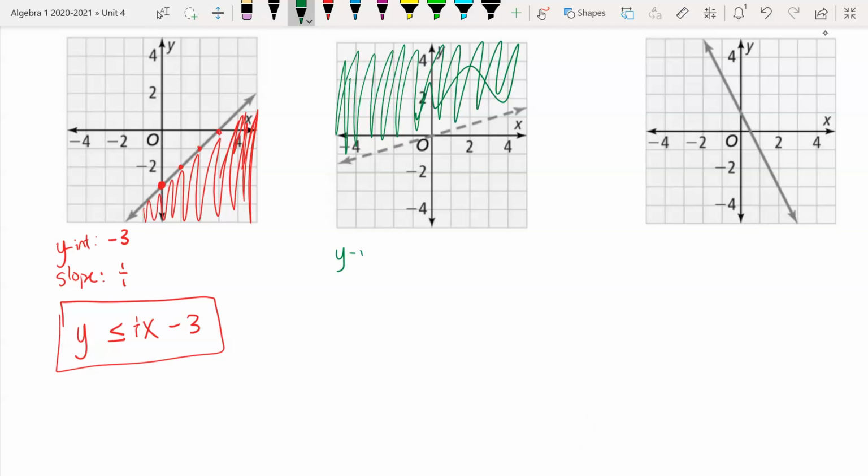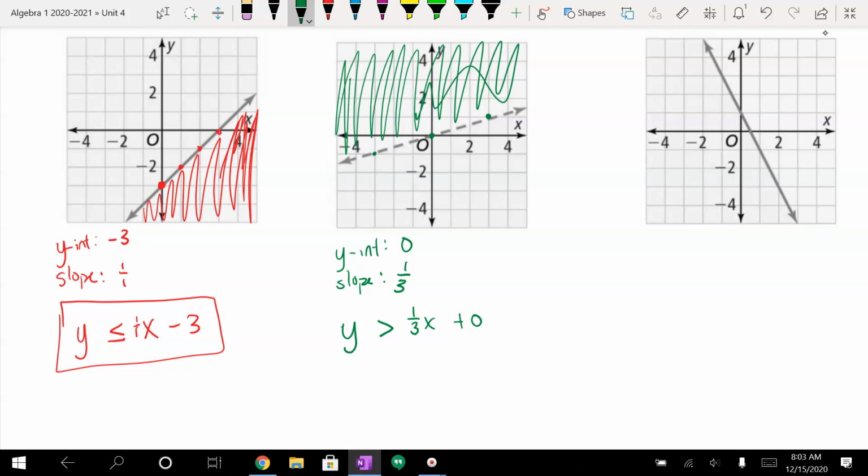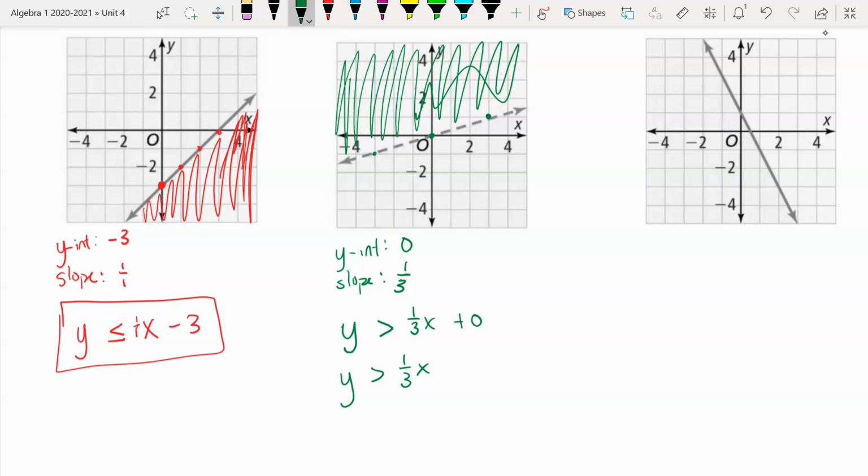So again, the two things you need are your y-intercept and your slope. Well, my y-intercept in this case is 0. My slope, if you kind of count, I'm going up 1, right, kind of looks like 3, or I'm going down 1, left 3. So your slope is up 1, right 3, so 1/3. Now this one's going to be y greater than, because it's a dashed line, no need for the equal to, 1/3 x plus 0. And you don't have to write the plus 0. You can just say y greater than 1/3 x.